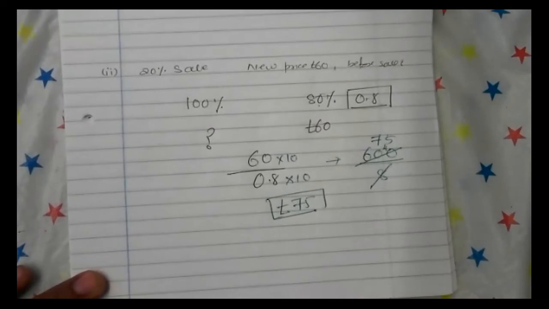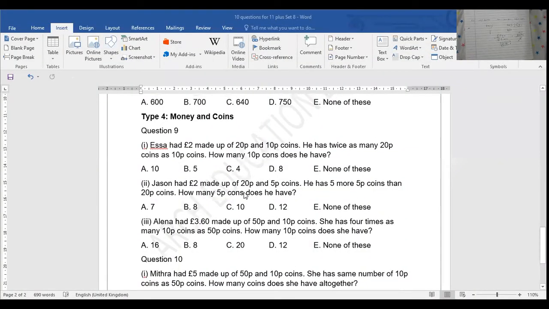Right, so guys, we're moving on. We're now doing type 4, the money and coins. Question number 1, it says Isa had £2 made up of 20p and 10p coins. He has twice as many 20p coins as 10p coins. And once again, you can be systematic, do trial and error rather than ratio, whatever works, guys. I think trial and error in these kind of questions will work great.